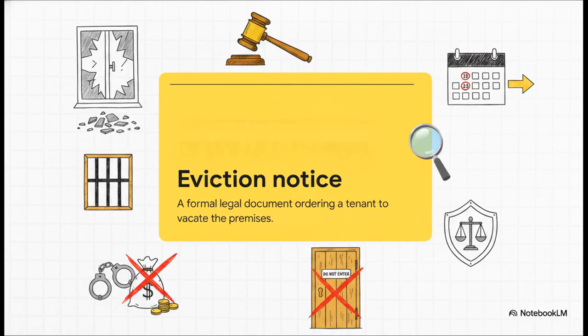However, if things go completely south and a severe breach occurs, we're talking massive property damage, illegal activities, or deep rent arrears, the landlord might issue an eviction notice. And this isn't just a strong suggestion, it is a formal, legally enforceable document ordering a tenant to vacate the premises. But even then, an eviction has to follow very strict procedures and timelines. A landlord cannot legally just change the locks and throw your stuff on the lawn themselves.